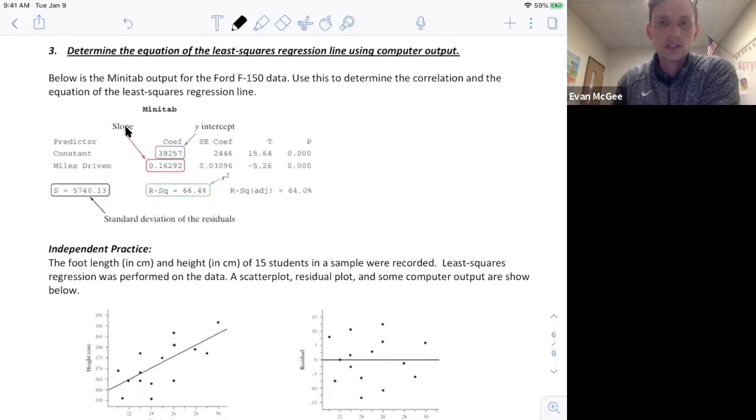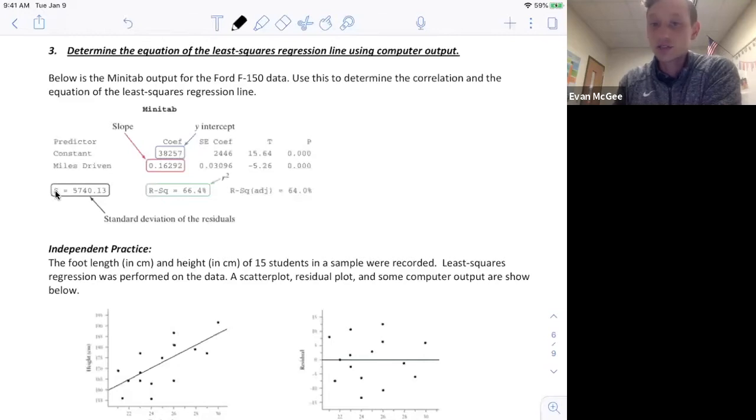So you can see the slope is going to be the coefficient of the miles driven. That's what this is here. The coefficient of the slope, or x, is 0.162. The y-intercept is going to be the coefficient of the constant. Technically, the constant of a line is 1. So it would be 1 times 38,257.